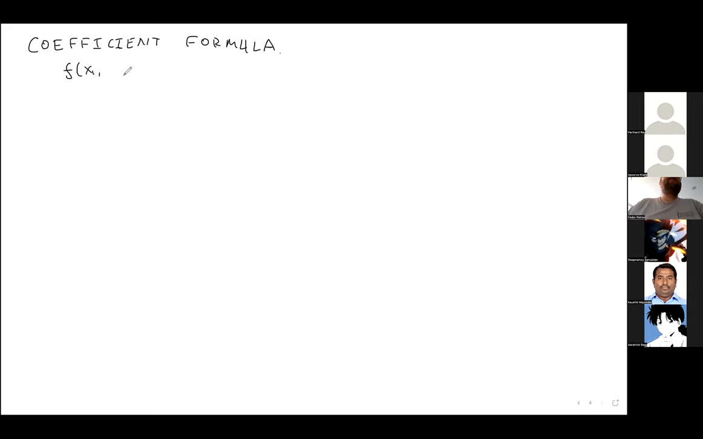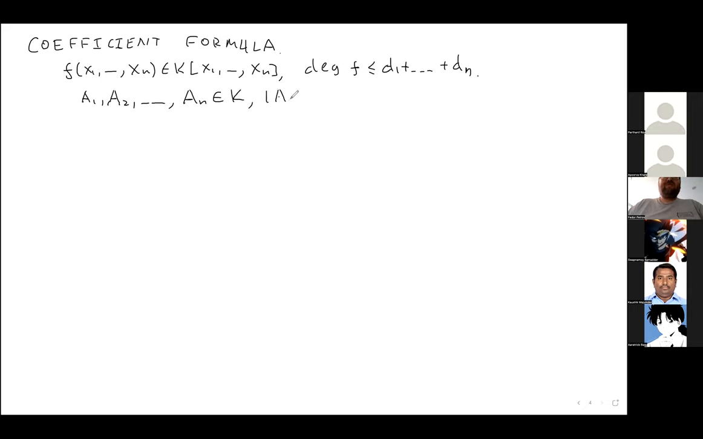Assume that you have a polynomial f, and the degree of f doesn't exceed d1 plus dn. So this condition may be weakened, but let me say it this way now, maybe I will recall later how it may be improved. And assume that you want to reconstruct the corresponding coefficient of x1 to d1 and so on, in the polynomial f. And you want to reconstruct this coefficient from the values. So you have sets A1, A2, and so on, An in k, the size of Ai equals di plus 1.